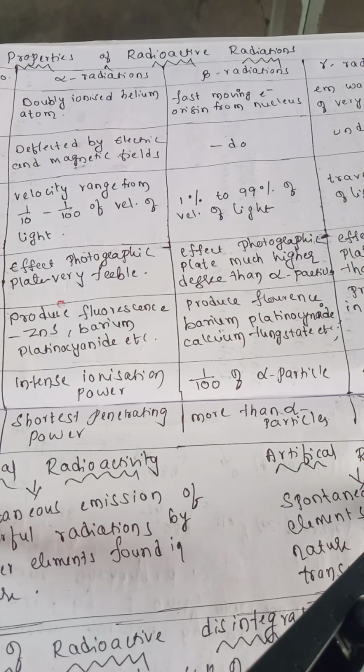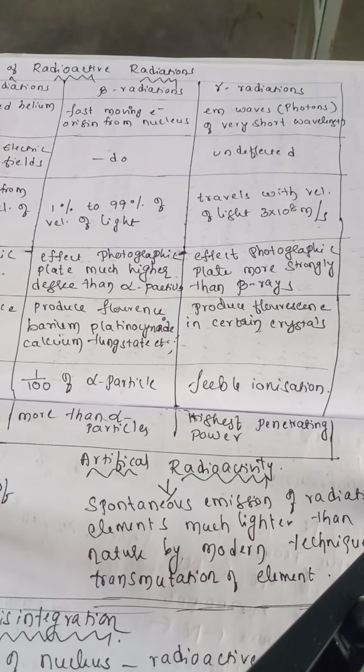And if we talk about the penetrating power, the alpha particle has the lowest penetrating power. Beta particles have more penetrating power than alpha particles, and gamma radiations have the highest penetrating power. Penetrating power means entering into any substance, metal or sheets. That we call penetrating power.